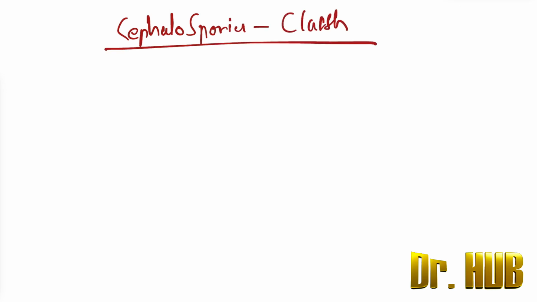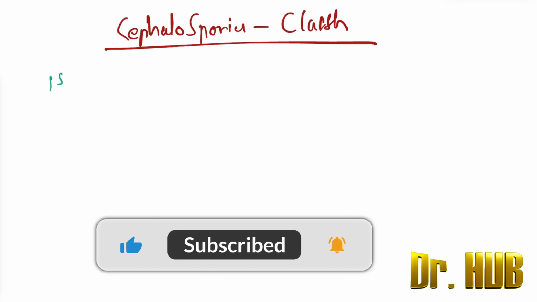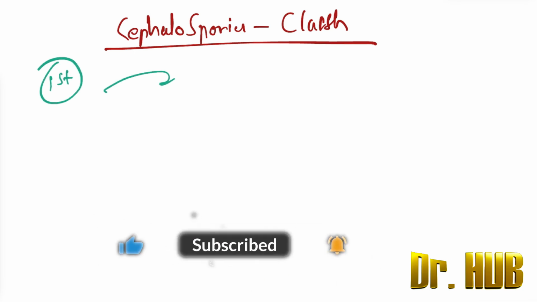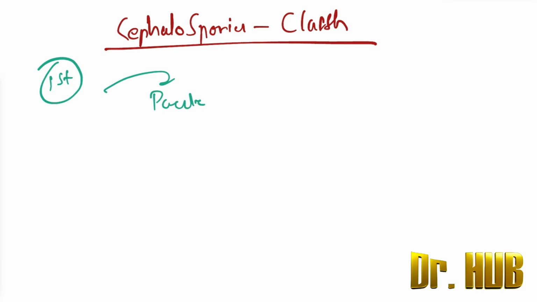Today let's look at the cephalosporins. Under the cephalosporins, we are looking at the classification. So cephalosporins, there is a first generation. The first generation, we are looking at the parenteral. So under parenteral, there is the cefazolin.